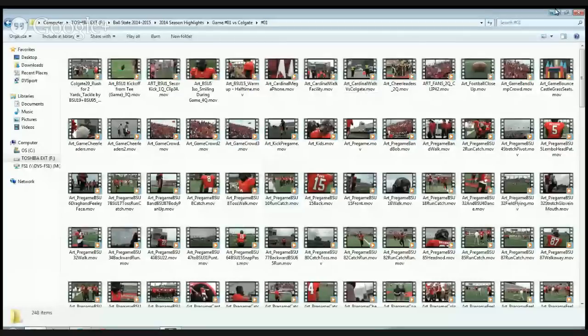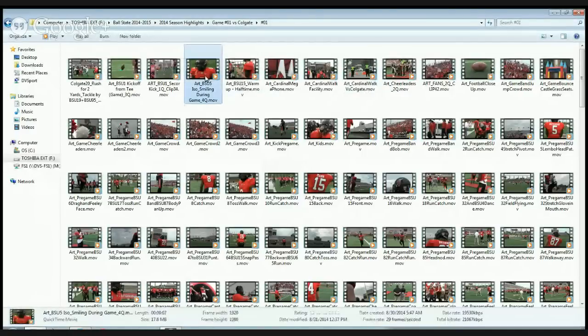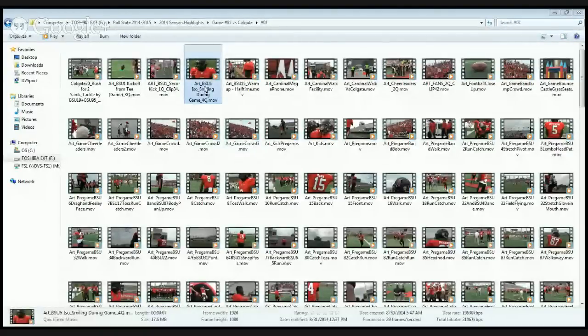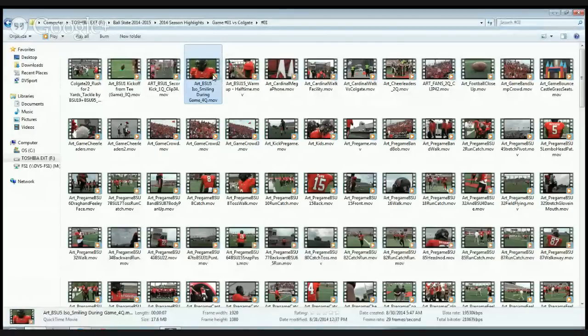So basically, hopefully this works. I'm wanting to do a screen share. Can you see that? Okay, so basically this is what they were talking about, and this is what helps us. If it's any kind of art shot, we start it with art and then work our way through as far as what it should look like. So this is Eric Patterson. It's labeled art underscore and then BSU5, which is his number, and then what it actually was. He was smiling on the play, so they labeled it ISO smiling.